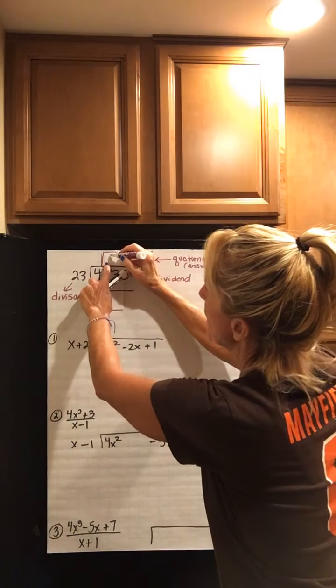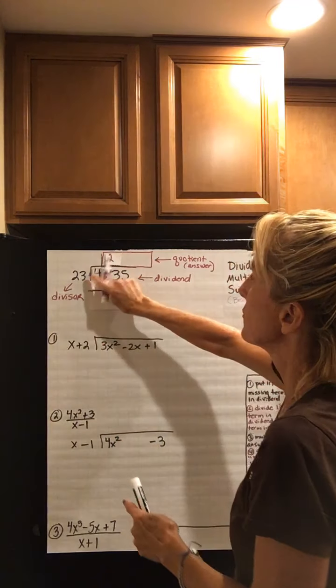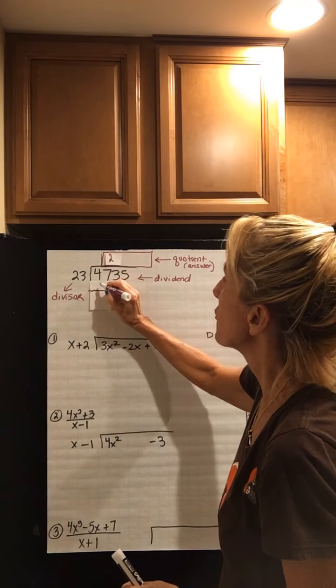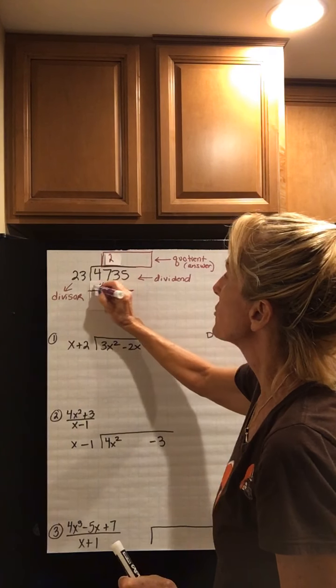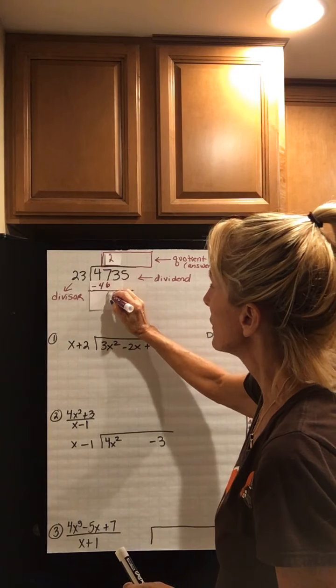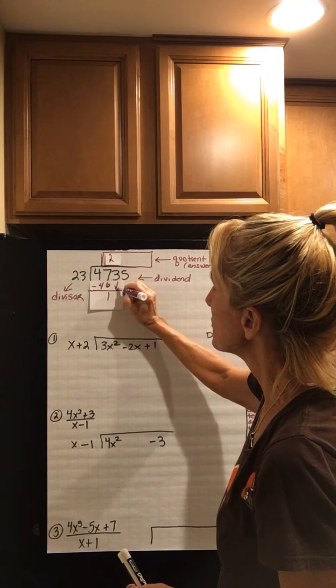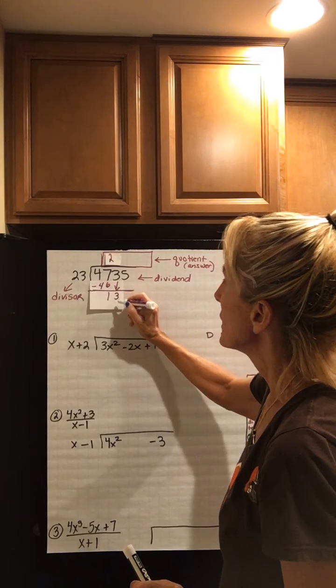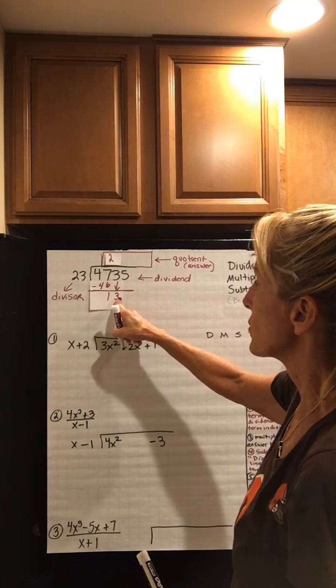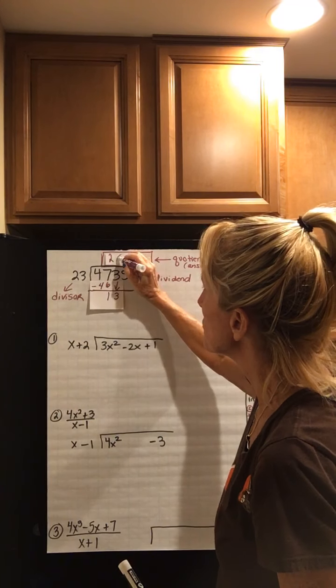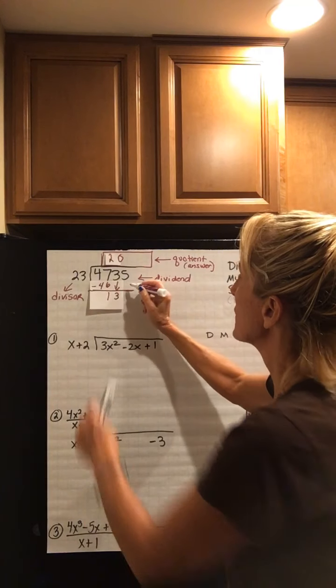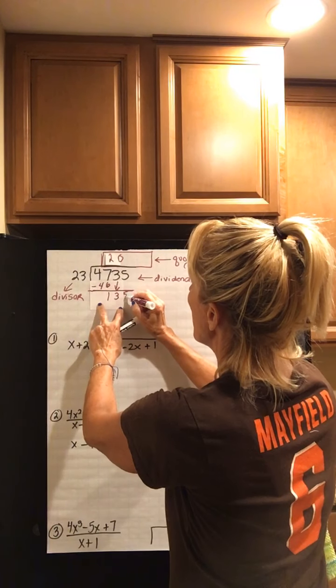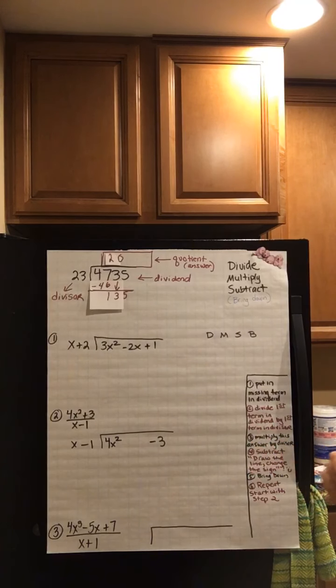It can go in there 2 times. So 23 times 2 is 46. And then we subtract and we get 1. And then we bring down the next number. The next number is 3. And can 23 go into 13? The answer is no, so that would be 0. And then we bring down the next number, and that's 135. And then how many times can 23 go into 135? And that would be 5 times.